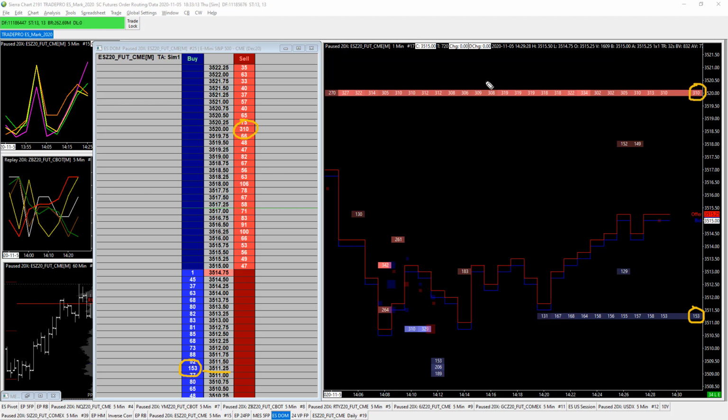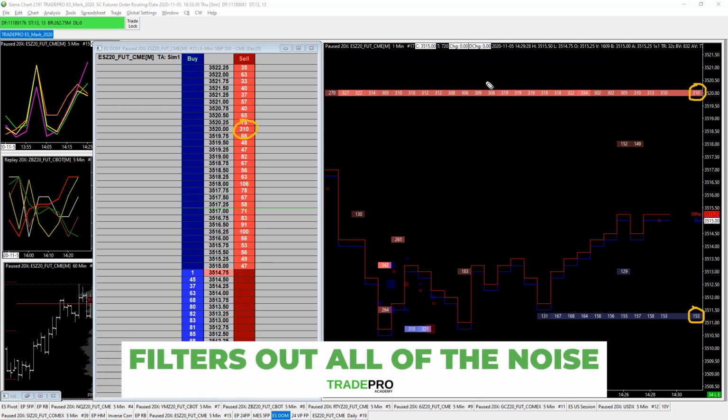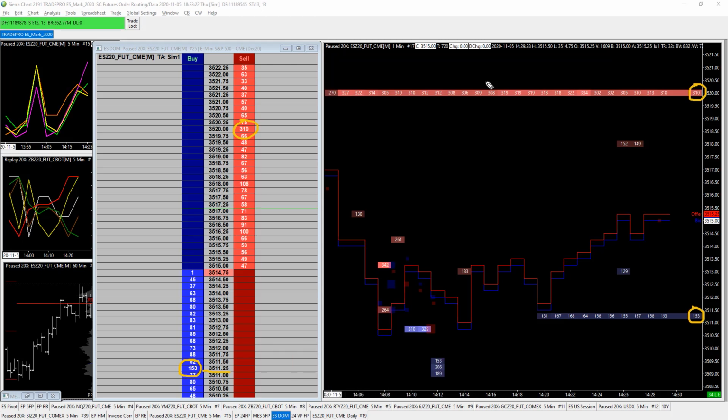What the heat map does is it effectively filters out all of the noise and only displays these large inventory levels. And what we like to do with this heat map is track the changes of supply and demand during this real-time auction. The markets are a real-time auction, and by identifying shifts or changes in supply and demand, that can help us spot potential trading opportunities. That is effectively what the heat maps are for.